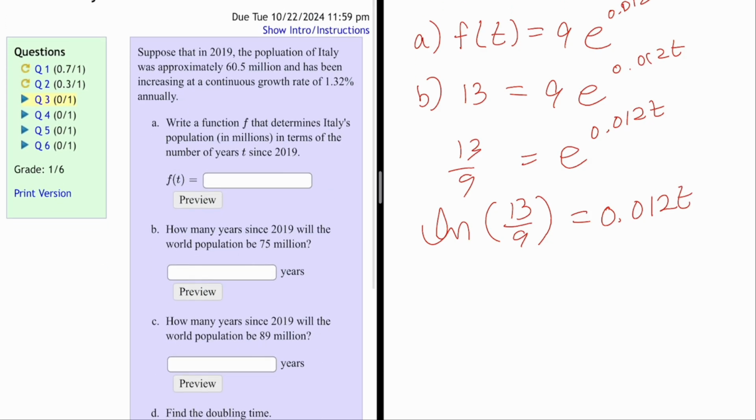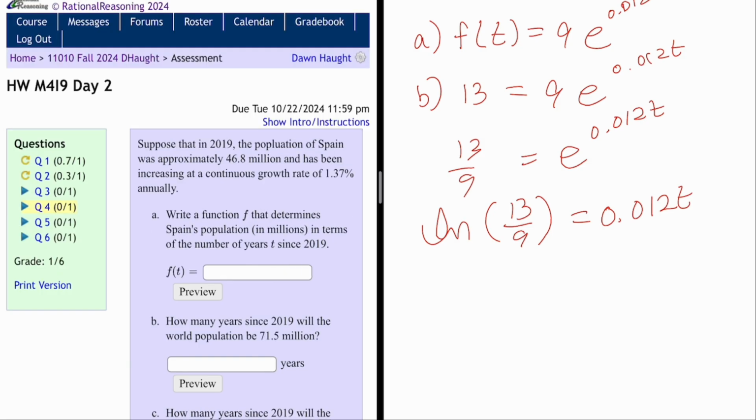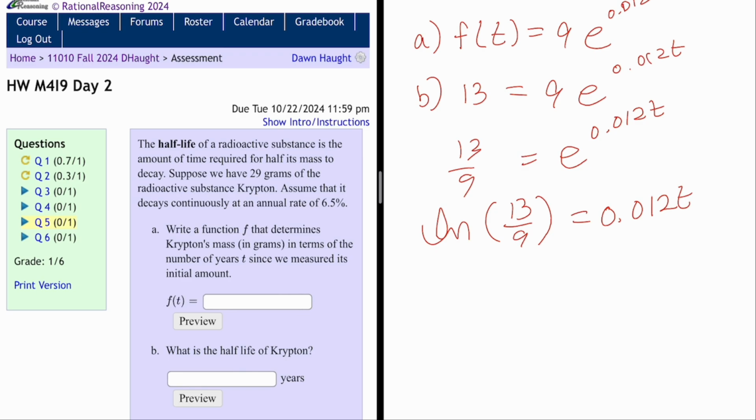Do we have to do anything differently? Nope. Question 3 is the same. Question 4 is the same.